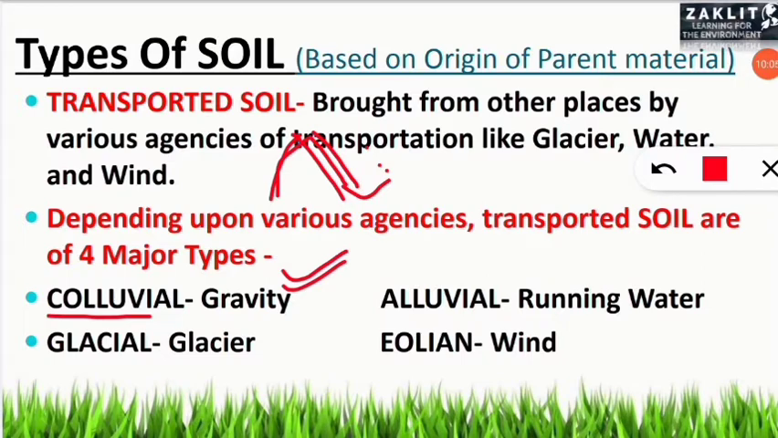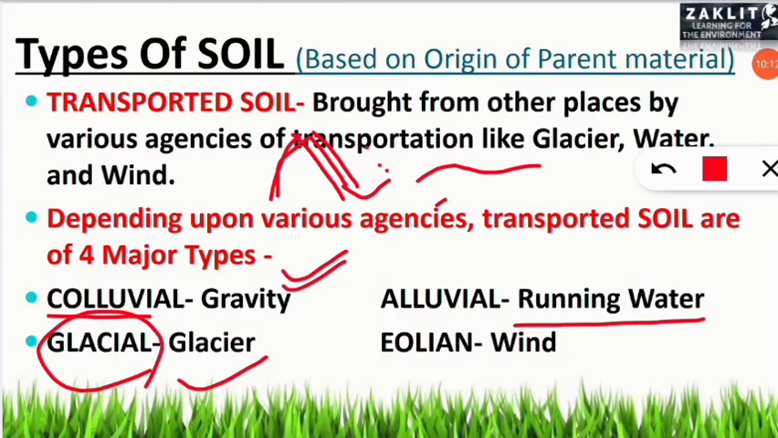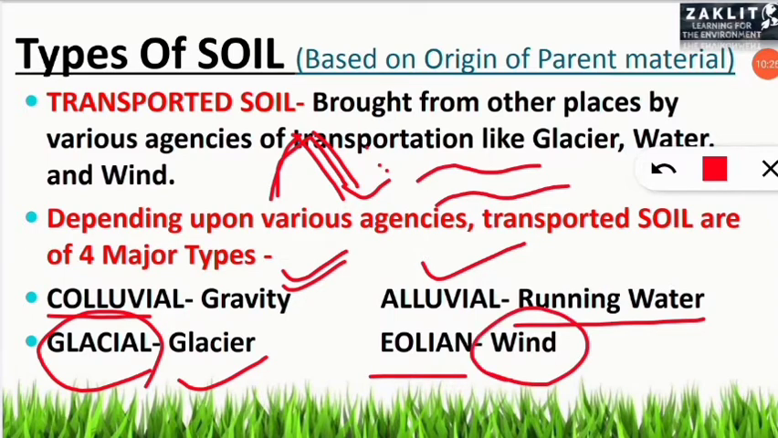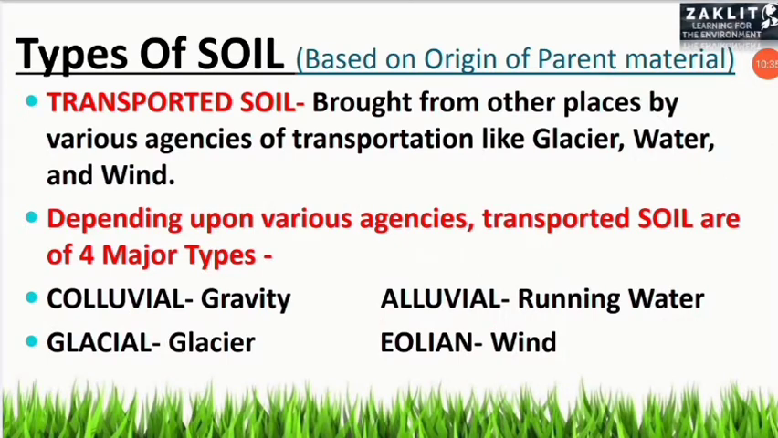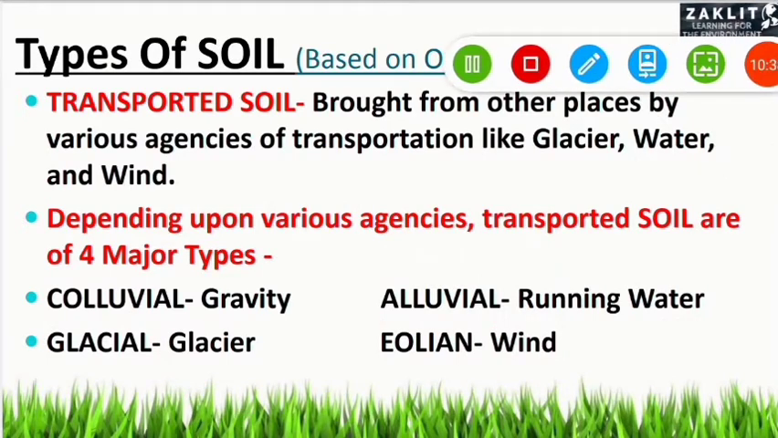Similarly, when it is transported with the help of a glacier, it is called glacial soil. When it is transported by running water, mostly river water, which carries the soil from one place to another, it is called alluvial soil, most fertile and very important for plant growth. Next is aeolian soil. The soil which is transported with the help of wind. If wind moves soil from one place to another, that kind of soil is called aeolian soil. I hope you are able to understand clearly about this kind of soil based on the origin of parent material.